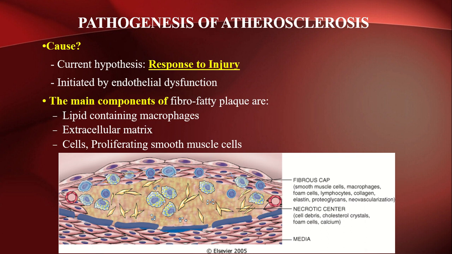The main components of the fibrofatty plaque that forms in the wall of the arteries during atherosclerosis include the lipid-containing macrophages, extracellular matrix elements and cells, and also the proliferating smooth muscle cells. And here you see the schematic illustration of the fibrofatty plaque, which includes the lipid-laden macrophage, which we call the xanthoma cells, and the smooth muscle cells.